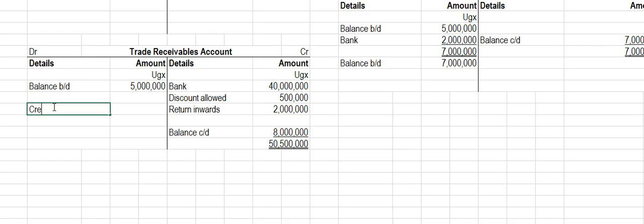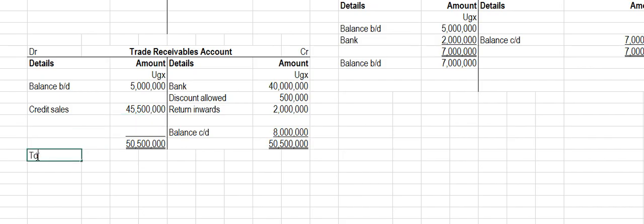That will be your balancing figure in the trade receivables account. So that will be 50 millions minus 5 millions, giving us 45,500,000. Those were the credit sales that were made during the year.